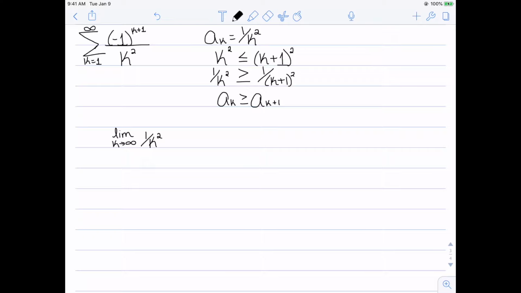The second condition looked at the limit as k goes to infinity of 1 over k squared. And we know this limit is equal to 0, which is exactly what we needed. So we can say this alternating series converges since both of my conditions have been satisfied.